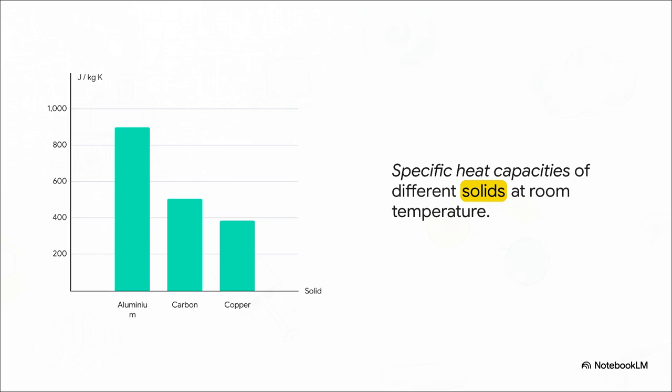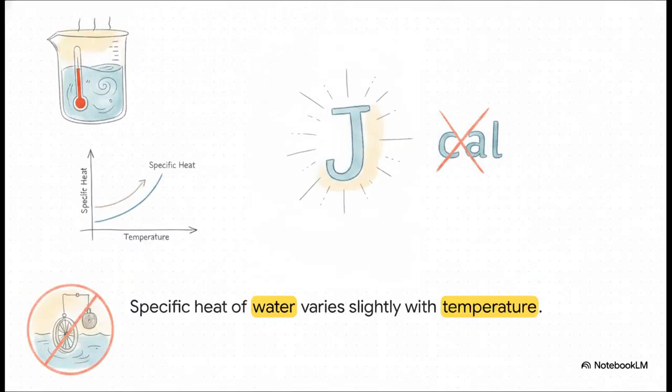This relates deeply to the equipartition of energy, basically how energy distributes itself across all the microscopic translational, rotational, and vibrational motions of the atoms locked inside a solid. Now, this concept gets even more interesting when we look at a familiar substance, water. Look at this animated graph. It shows that the specific heat of water actually varies slightly depending on its starting temperature.